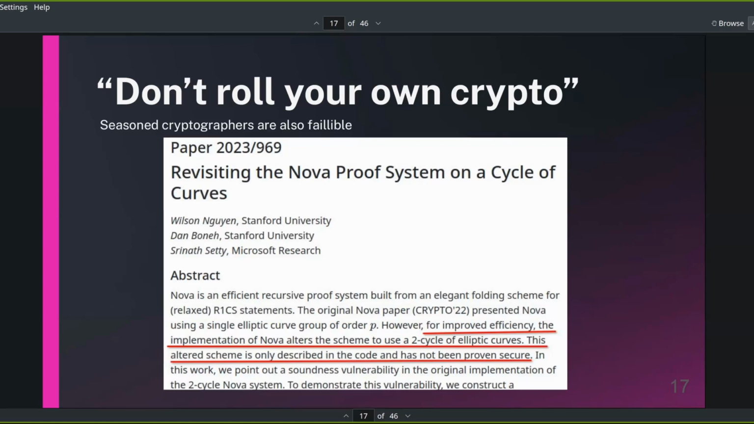But this seemingly small change was not secure. There was a soundness vulnerability. Fortunately, it was just, I think, a couple of lines of code to fix this. But it means that even cryptographers, while they are deep into other things, in this case optimizations, can forget. And they are rolling their own crypto.